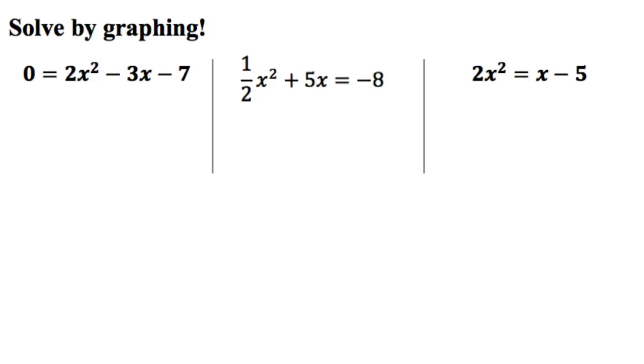Alright, so now we're going to solve by graphing again. In the future, next year, you're going to get a nice graphing calculator. We're going to use Desmos right now. So you can go to desmos.com. So let's do this first one. 0 equals 2x squared minus 3x minus 7.